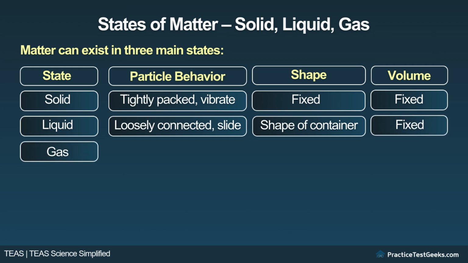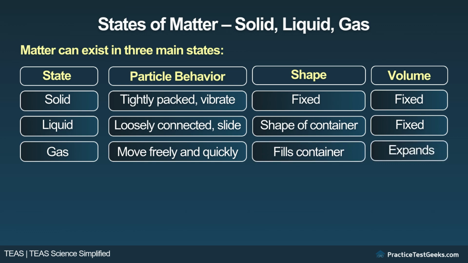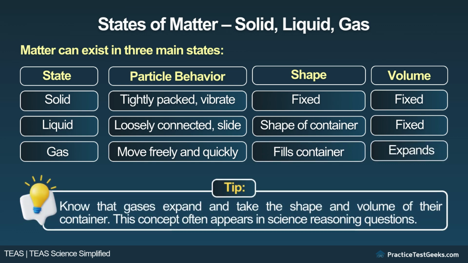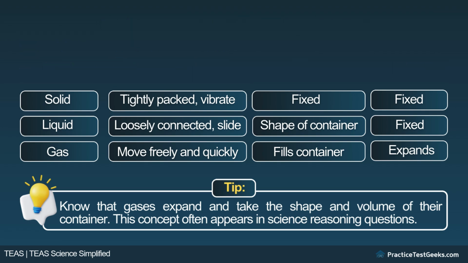In a gas, particles move freely and quickly. Gases don't have a fixed shape or volume. They spread out and fill whatever space they're in. Here's your TEAS tip: gases expand to fill the shape and volume of their container. That fact shows up often in science reasoning questions.